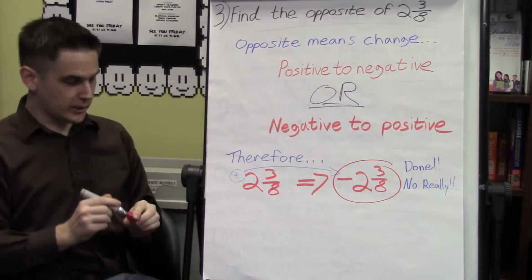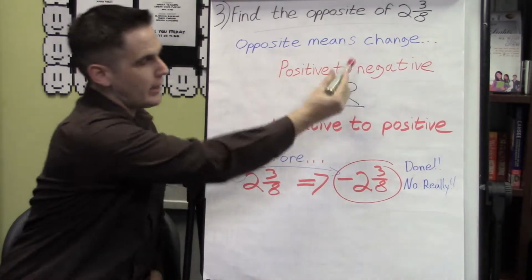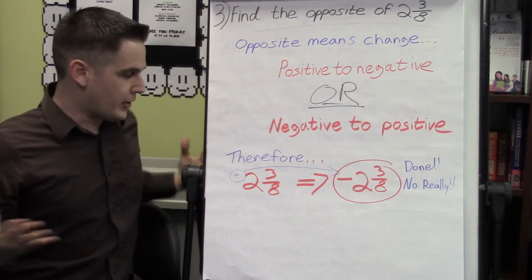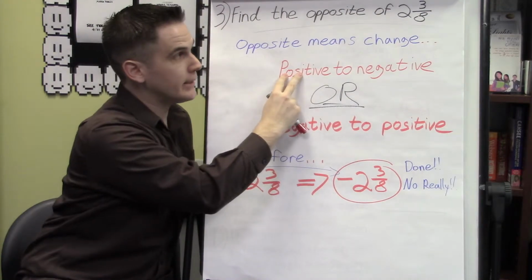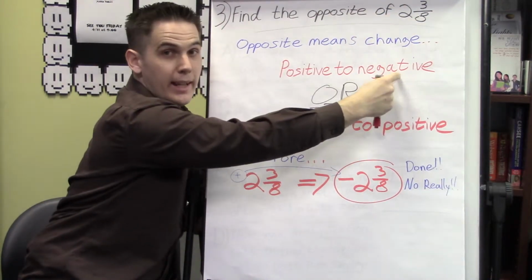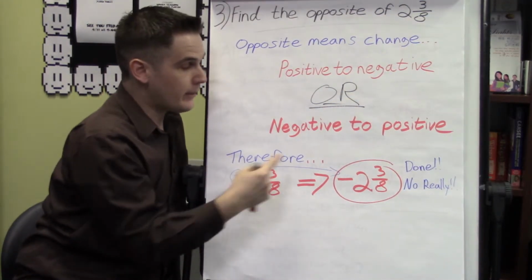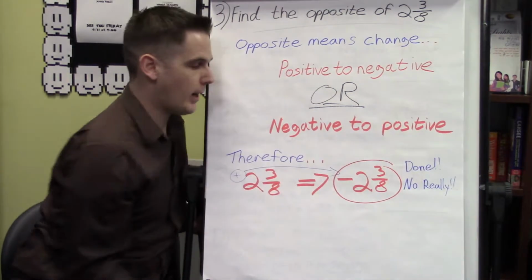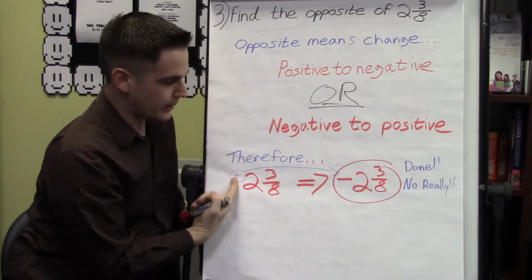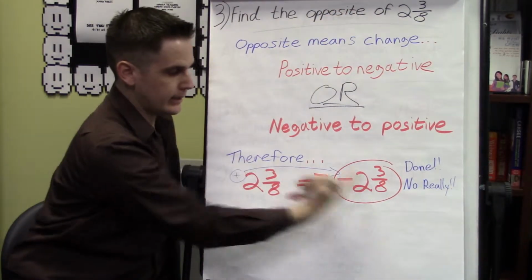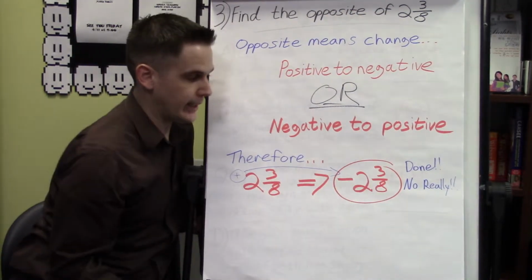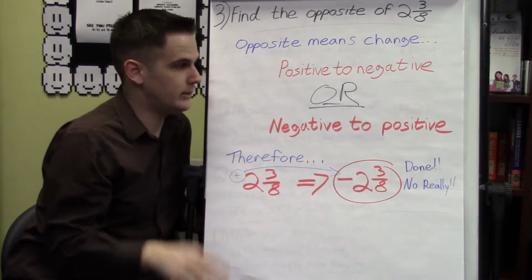This one is also extremely easy. You don't have to write all these word notes. Just understand that opposite just means either if it's positive, as this one is, turn it into a negative, or if it's already negative, then you turn it to a positive. So if we have positive 2 and 3/8, opposite means -2 and 3/8. That's it. No tricks.